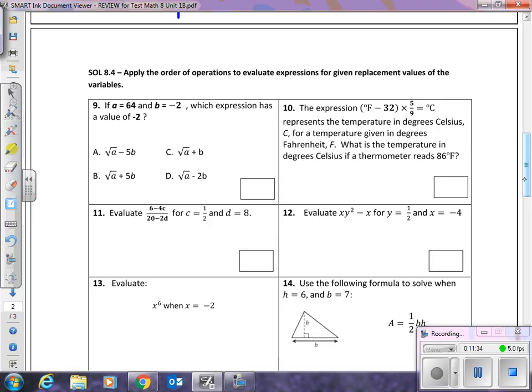Okay, so looking at letter A, if I substitute in, I've got square root of 64 minus 5 times negative 2. Square root of 64 is 8, minus 5 times negative 2 is negative 10. Double signs turn into a plus, so 8 plus 10 is 18. That is not the answer, negative 2, so you do not choose A.